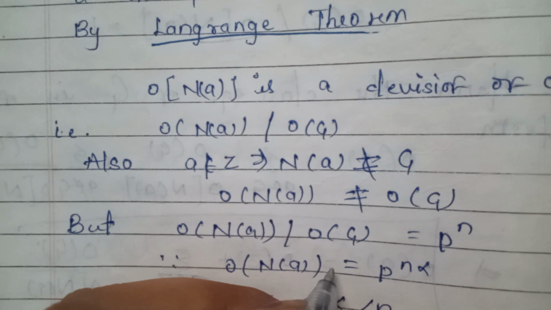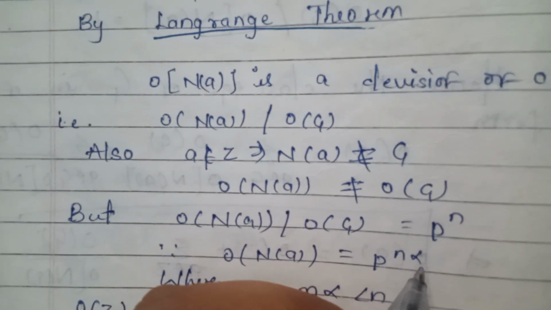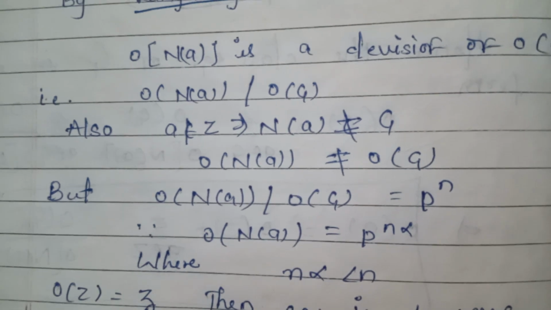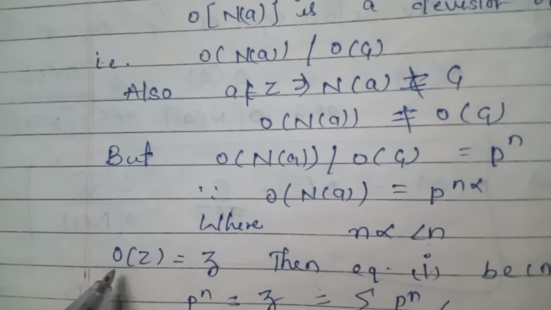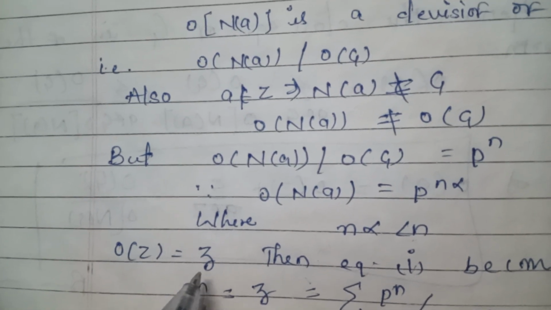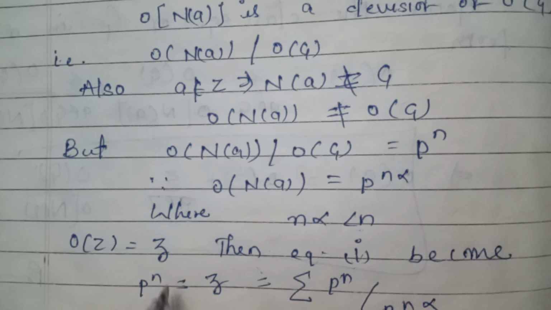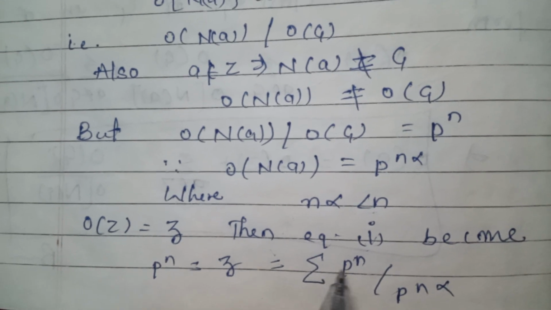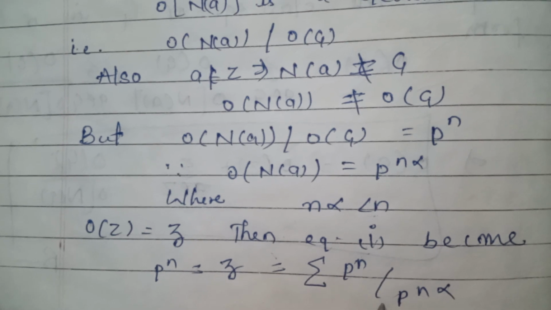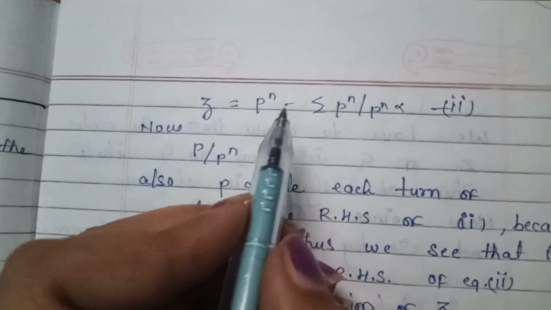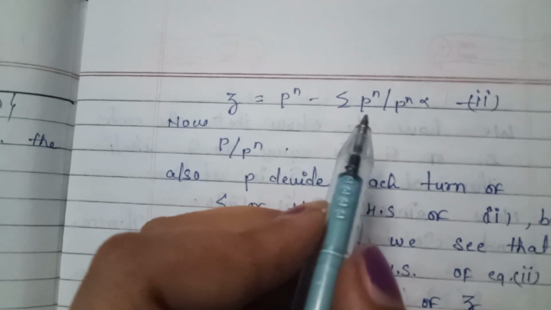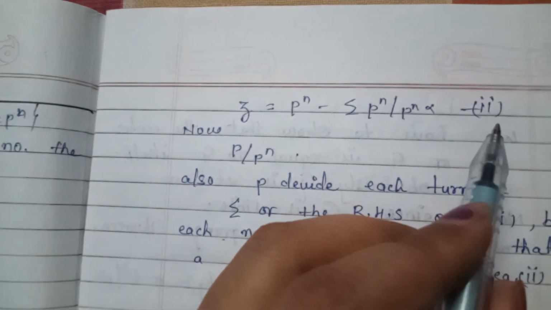So the order of N(a) is equal to p to the power n_alpha, where n_alpha is less than n. Let the order of Z be z. Then equation 1 becomes p to the power n is equal to z plus the summation of p to the power n divided by p to the power n_alpha. So z is equal to p to the power n minus the summation of p to the power n upon p to the power n_alpha. Equation number 2.